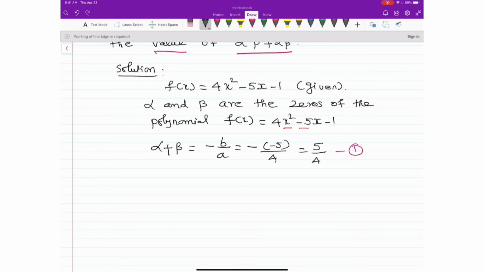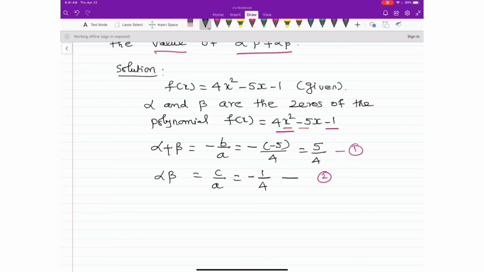And what will happen to the product of zeros? Alpha beta is equal to c/a. You know that c is the constant term, which is −1 over here, and a is the coefficient of x², which is 4. So I can write −1/4. Let me name this 2.